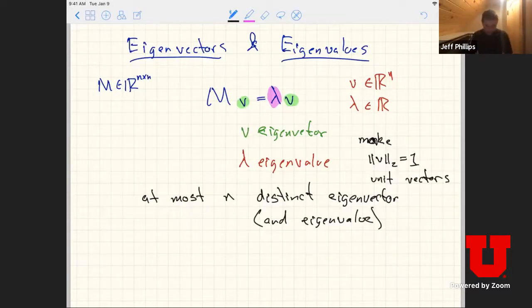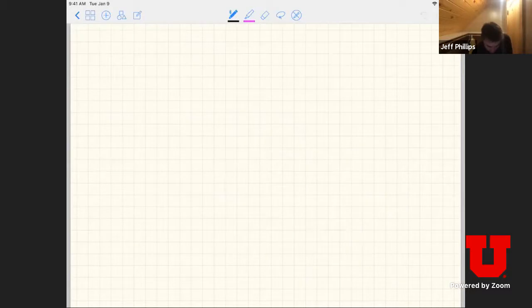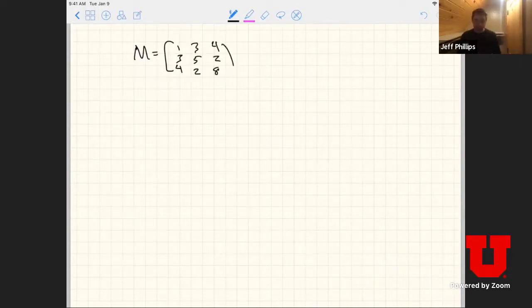Now, let's go through a simple example. Let's look at matrix M. I've got one worked out. 3, 1, 3, 4 is the first column, then 3, 5, 2, 4, 2, 8. Okay, so this is our matrix M. It's square, 3 by 3, right? This is 3 by 3.